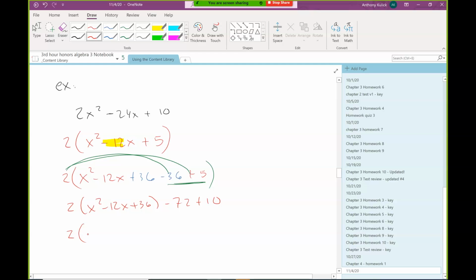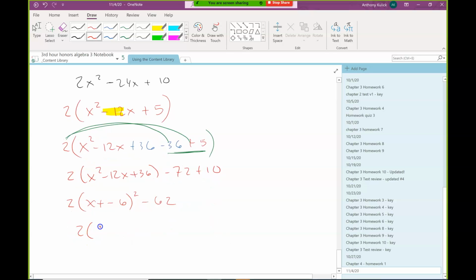x plus b divided by 2 is close. -6, because the b is -12. And then -72 plus 10 is -62. And really, we could just write this as x minus 6. There's no reason to write it as plus a negative. And we're done with that.